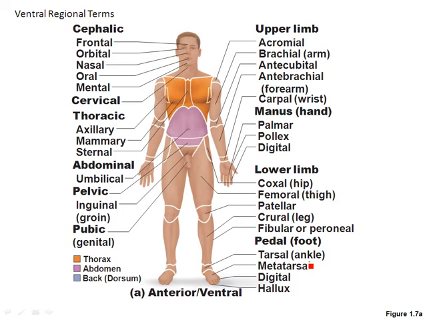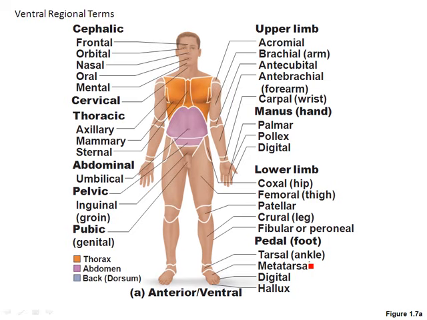Now once we talk about those divisions, we then break those divisions down into smaller regions. And these are our regional terms. And we break down our regional terms based on the front or the ventral side, also known as the anterior side. We also have regional terms for the back side, the dorsal or the posterior side. This figure is from your book, and it breaks down into some large region names and then some smaller region names. And the best way, you just have to learn it. You just go through this figure and you just basically have to memorize it.